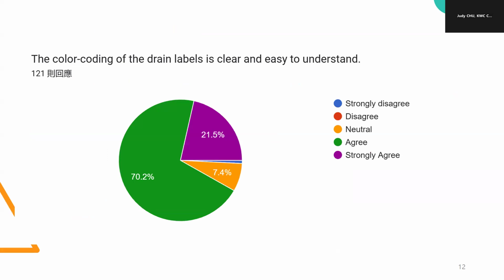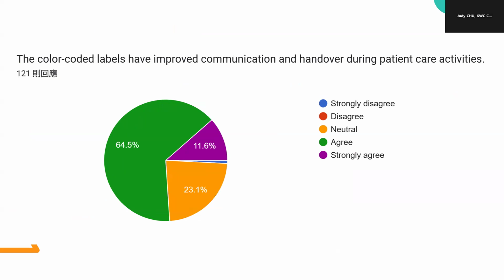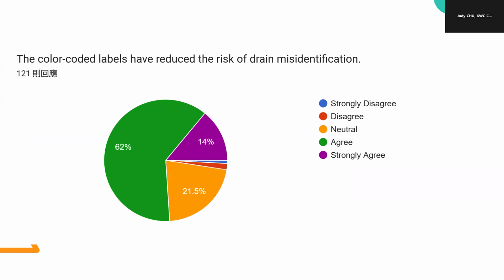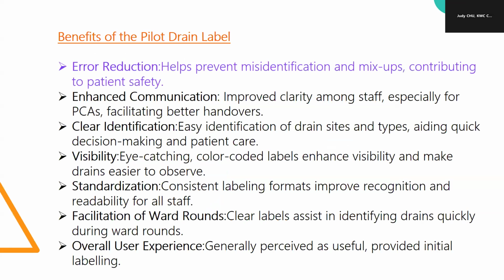And we found that the color coding of the drain labels was clear and easy to understand. Over 70% of them agreed with this statement, while they found it helps to quickly identify the drain type and improves communication and handover during patient care activity. It also reduced the risk of drain misidentification, and the overall quality and durability of the outsourced color-coded labels are satisfactory. The overall benefits of the pilot drain label were promising.